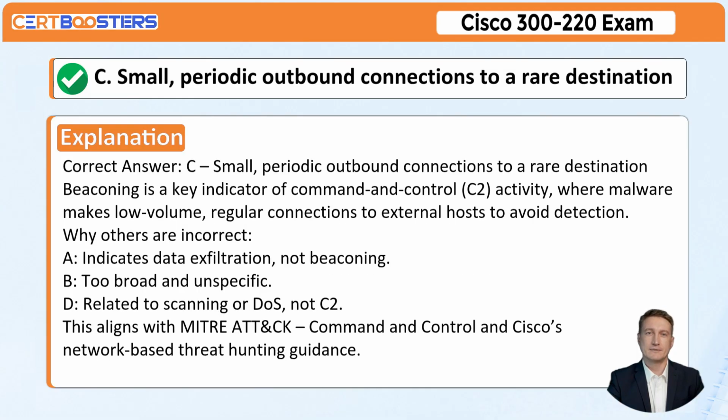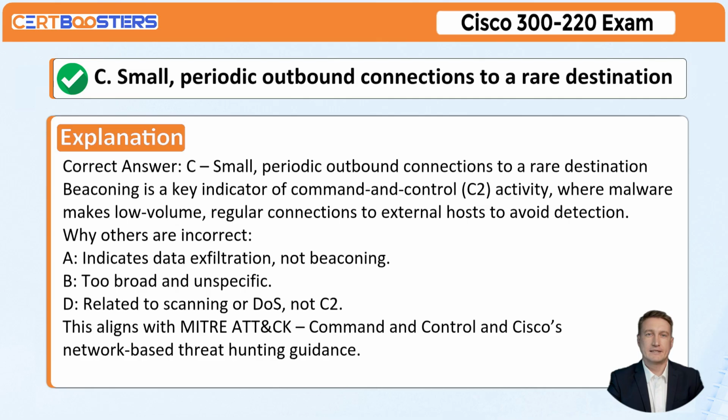Answer C. Small, periodic outbound connections to a rare destination. Explanation: Beaconing is a key indicator of command and control, C2 activity, where malware makes low-volume, regular connections to external hosts to avoid detection. Why others are incorrect?